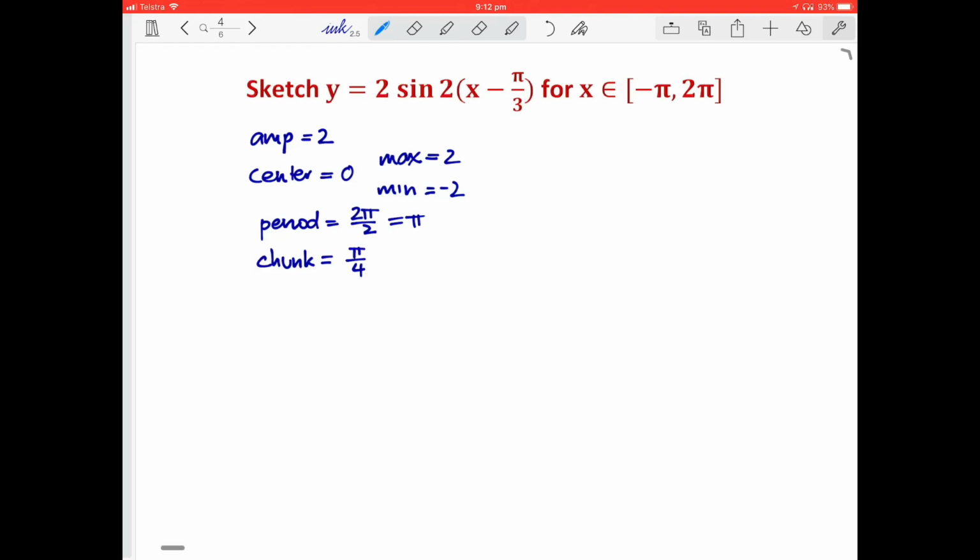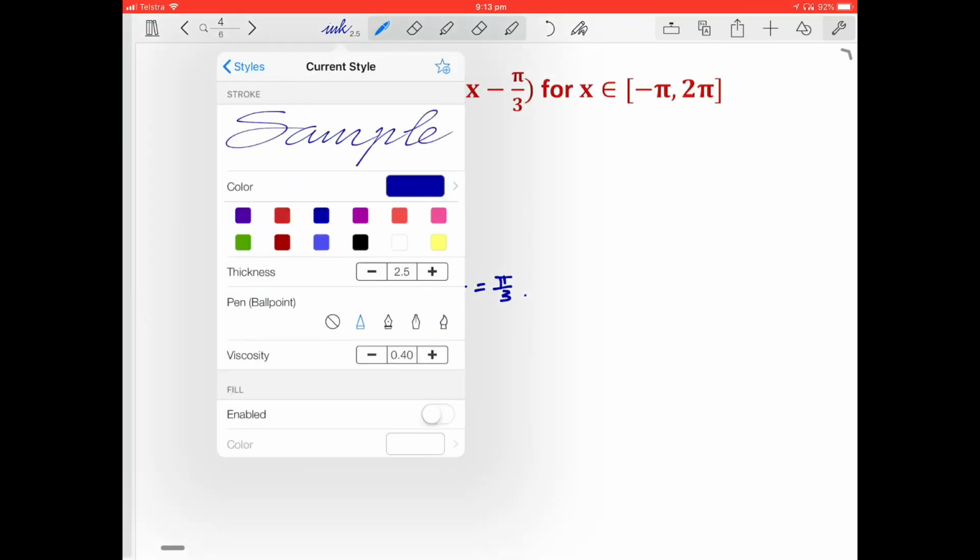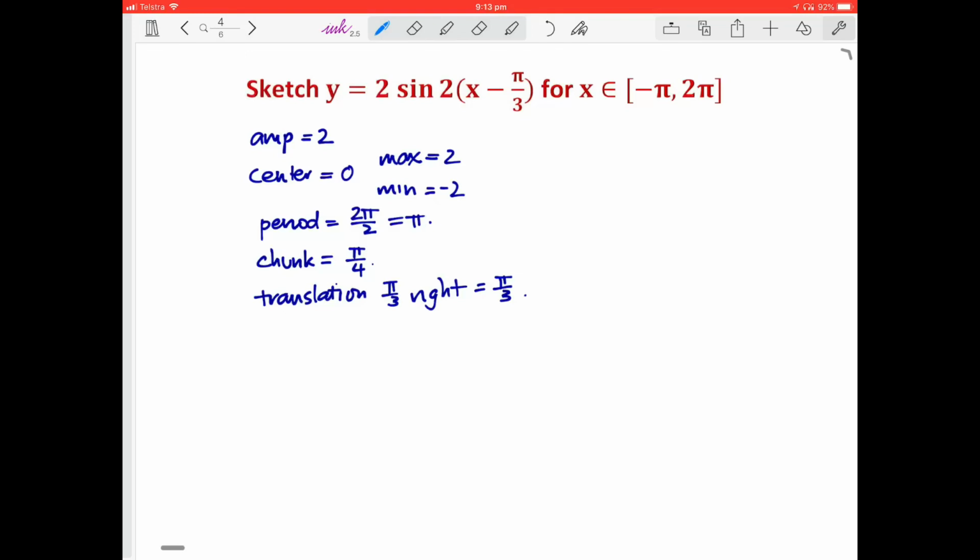And in this case here, we have a translation of pi on 3 to the right. Now, if you look, our period, our chunk, and our translation, they're not friends because they're all on different denominators. So what we want to do is get them all on the same denominator, so it makes it really easy to graph. A friendly denominator for pi on 4, pi on 3, and pi is 12. So 12 pi on 12.